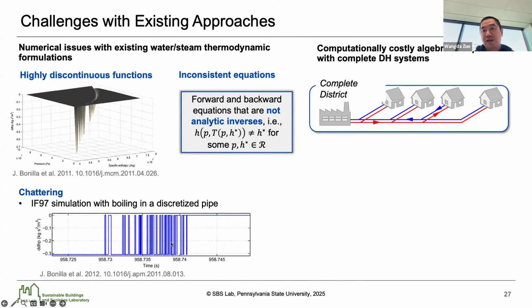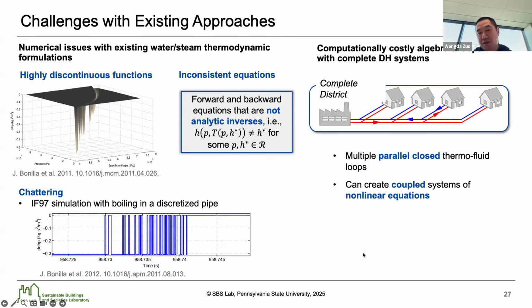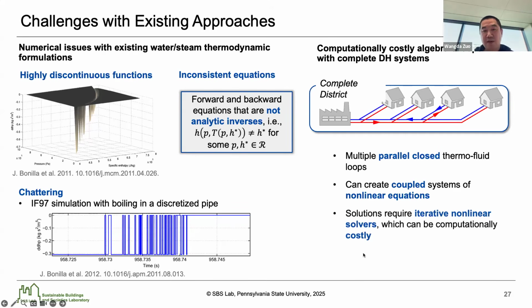And now if you want to scale it up, right, to include hundreds of buildings, then the computational cost can be very high. Because you can involve power-closed thermal fluid loops, you can create a coupled system of nonlinear equations, and solving that requires iterative nonlinear solvers, which can be very computationally costly. For practice, people want to get a solution in a few minutes, right? They cannot just wait for weeks or months. So that's why we're trying to see if we can develop something that can be used for real world practice.